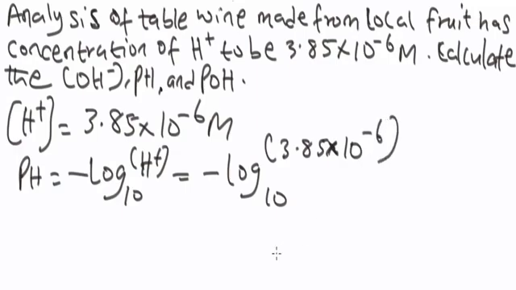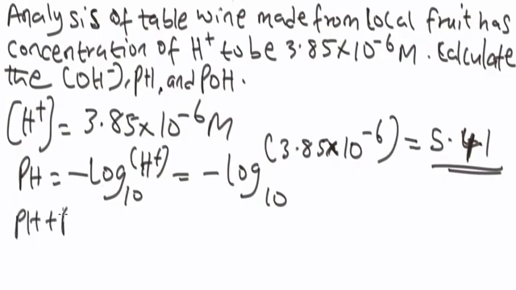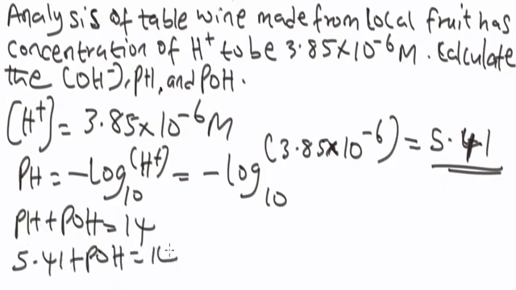So let me punch it in my calculator. Okay, so it's going to give 5.41, if we are leaving it in two decimal places. Now that we have the pH, you get the pOH. Remember, pH plus pOH equals 14. We now have the pH, so when you put the value, it's going to be 5.41 plus pOH equals 14.